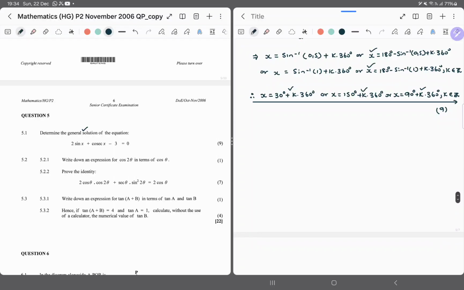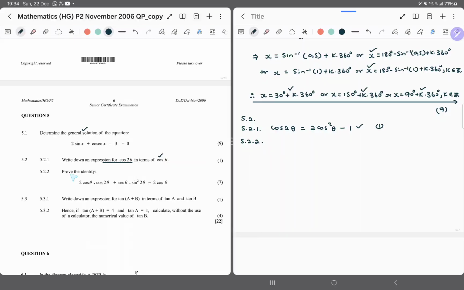Now let's do 5.2. So 5.2, we have 5.2.1. Now we are told to write down an expression for cos 2 theta in terms of cos theta only. So we know that cos 2 theta is the same as 2 cos squared theta minus 1. And that's it. Easy 1 mark. Don't do the other ones. You'll be in trouble.